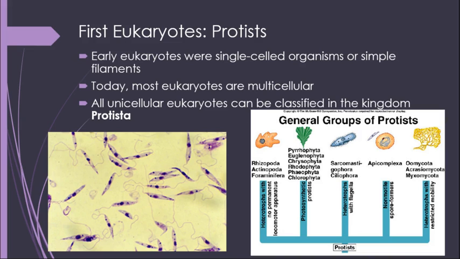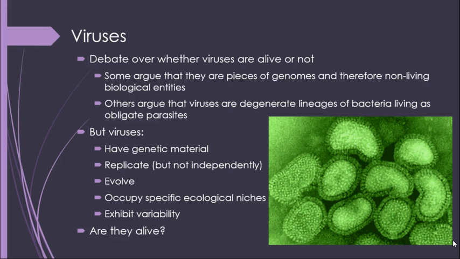Having said that, all unicellular eukaryotes are in the kingdom Protista, so these are all going to be single-celled, the protists. We're not really that interested in protists, because what we're interested in is animals, right? Because we are animals, and that's pretty exciting. But really quickly, let's talk about viruses.